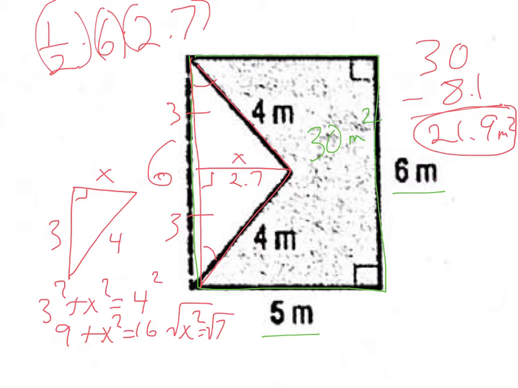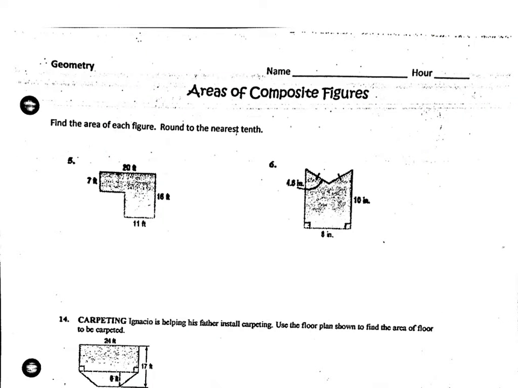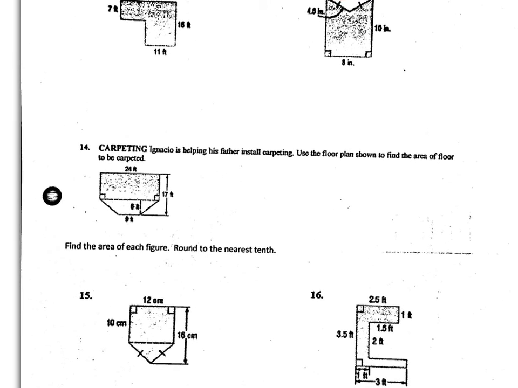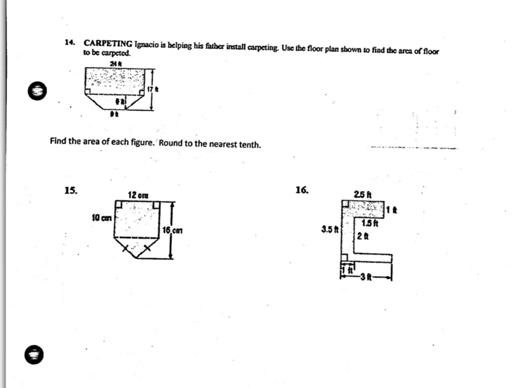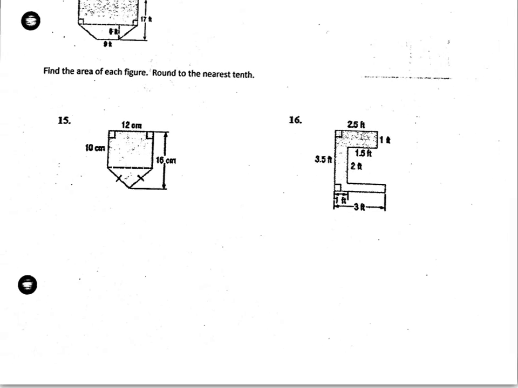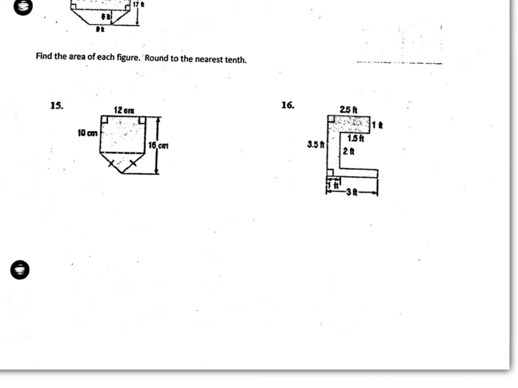Let's look at the first page of the assignment. Okay, for the first problem, you're going to divide that up into rectangles. For the second, you're going to find the area of that rectangle and then just subtract the area of the triangle right there. Very similar to the problem we did in the notes section. Here you have a rectangle and a trapezoid, which you're going to find and add together. 15 has a rectangle and a triangle, which you'll add. Number 16, you'll divide up into 3 different rectangles.